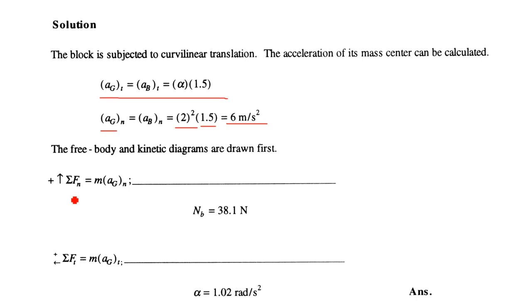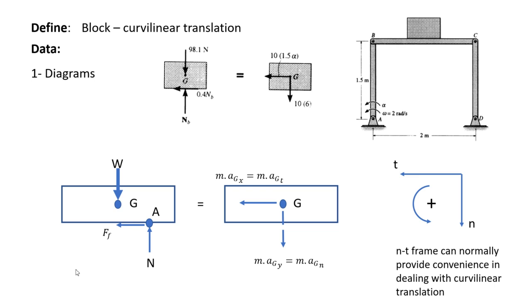So the tangential force is equal to the mass multiplied by the tangential, or horizontal, acceleration. That's what we wrote in the kinetic diagram. And what we have on that side is just the friction force. And we can find the value for alpha. So let's start to do the analysis.